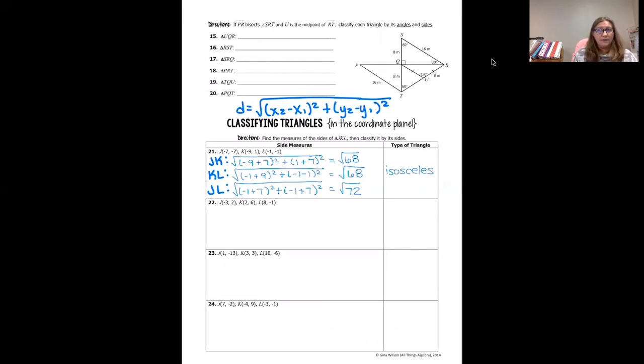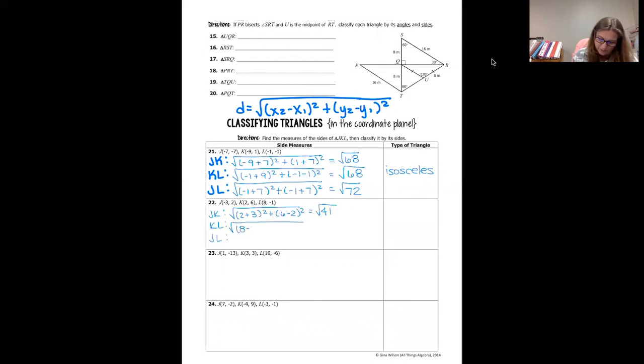If you would like to, you can pause your screen, work it, and then come back and see if you got your answer correct. So again, we're doing JK, KL, and JL. So this is 2 plus 3 squared plus 6 minus 2 squared for a total of the square root of 41. Again, you can check this in your calculator.